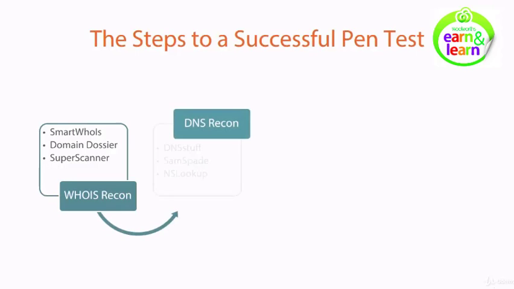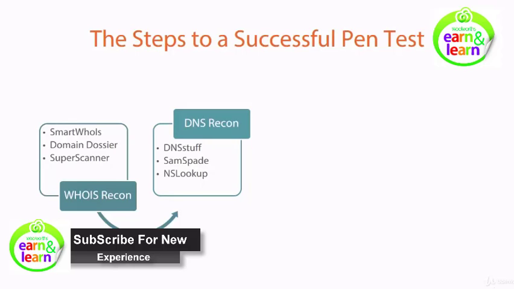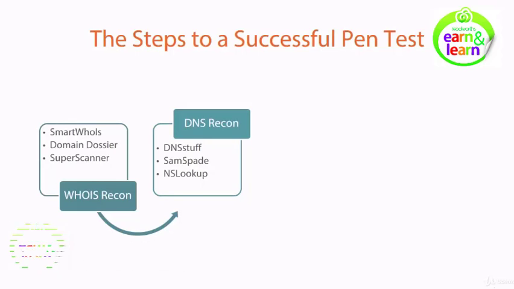which would be my next step, is to do some DNS recon. And again, I can use tools like DNSstuff, Sam Spade, and the good old nslookup tool. That nslookup command prompt is actually quite powerful. Now, one of the reasons why I want to do a DNS recon is because I'm actually able to determine key host systems in the network that I could then use to perform social engineering attacks, or I could actually use during a DNS poisoning attack.